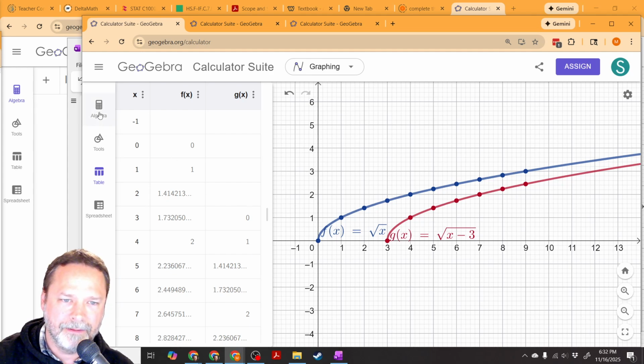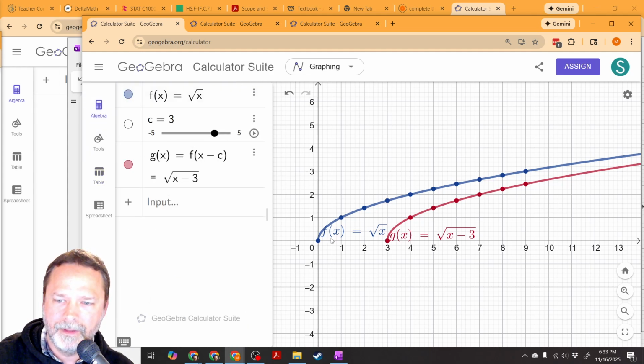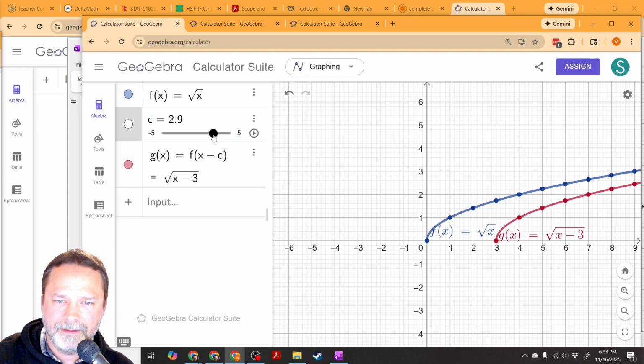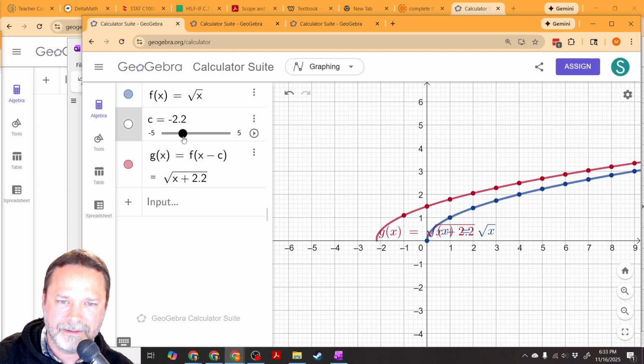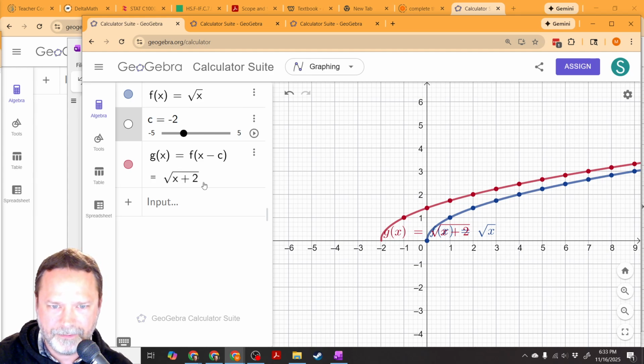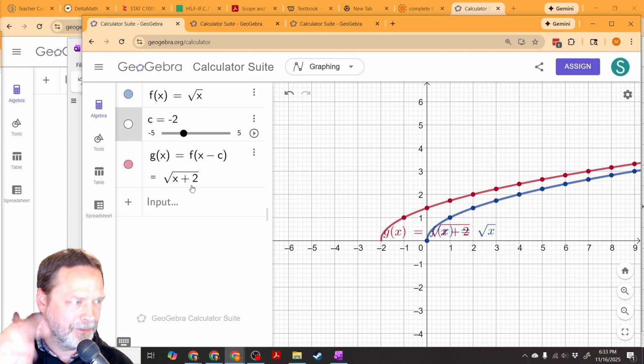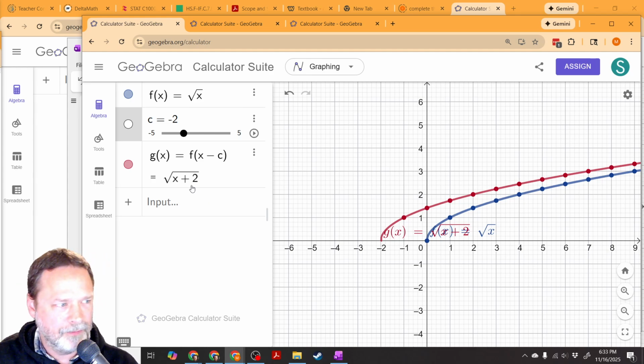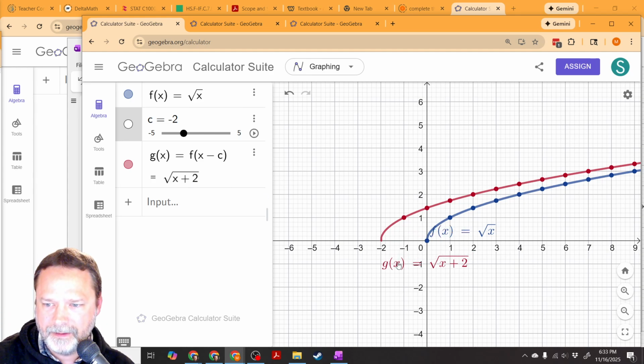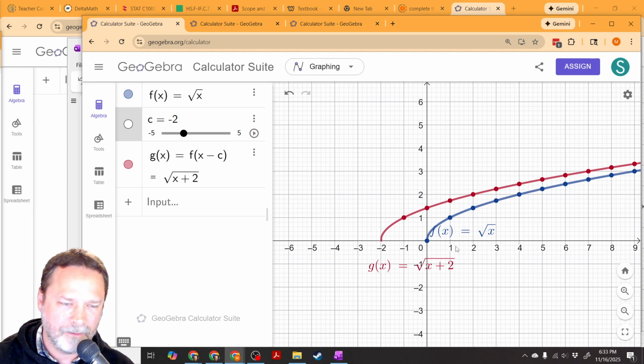Now let's go ahead and play with this a little bit. So if I had, let's say negative, I don't know, let's go negative 2. Of course, f of x minus c, so this is going to get me square root of x plus 2 because it's minus negative 2. And again, that's the way I think. So it's minus negative 2. Now I move 2 to the left. That's the way I like to think about it.